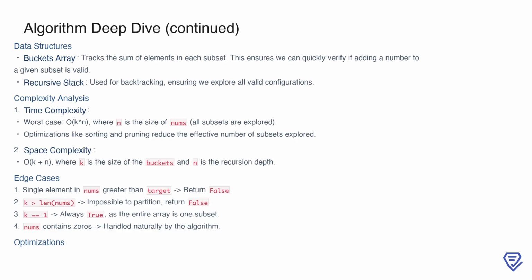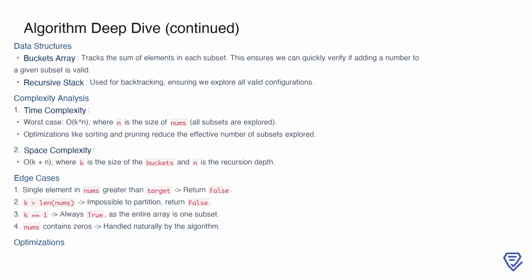In terms of time complexity, the worst-case scenario involves exploring all possible subsets, which results in O(k^n), where n is the size of the array. However, optimizations like sorting and pruning significantly reduce the number of subsets that need to be explored in practice. The space complexity is O(k + n), accounting for the buckets array and the recursion depth.